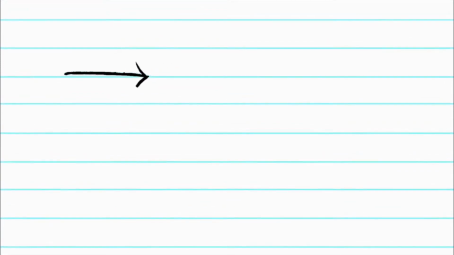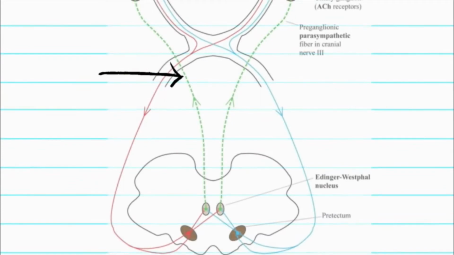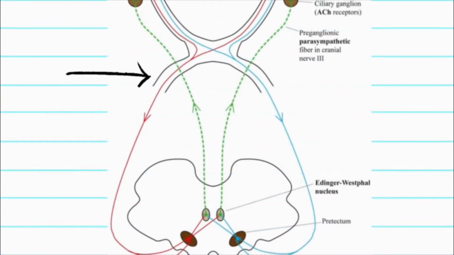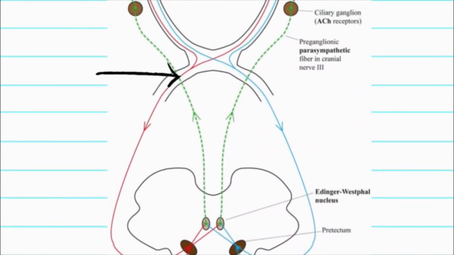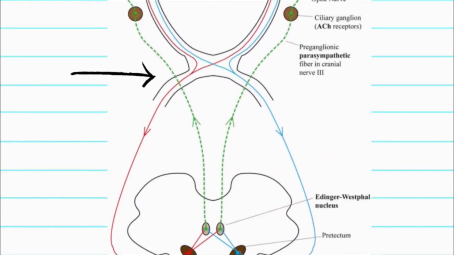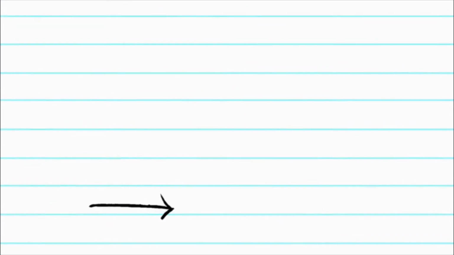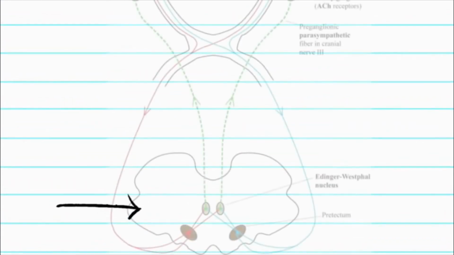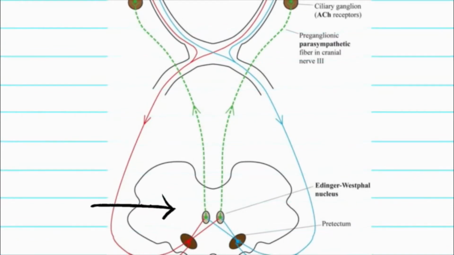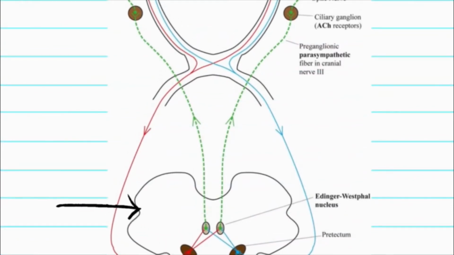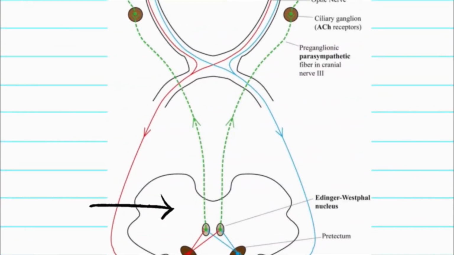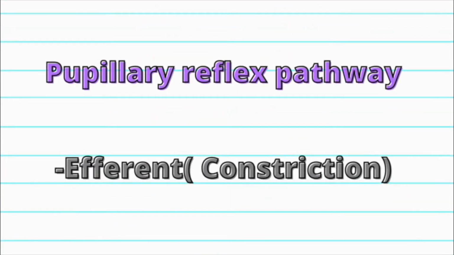From there, the fibers then move over to the optic tract. So each optic tract contains both contralateral and ipsilateral fibers. From the optic tract, the radiations are then relayed to the midbrain, and that brings us to the end of the afferent pathway.